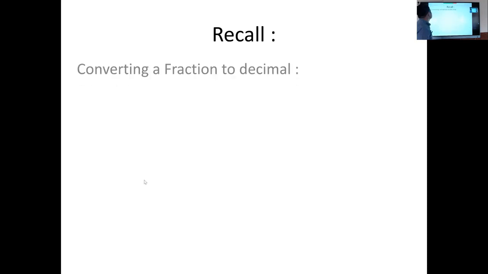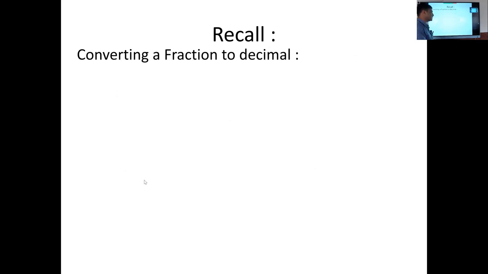So first of all, we'll take a recall, converting a fraction into decimal. We have seen how to convert a fraction into decimal. For example, there is a fraction 12 by 10. Now you know how many zeros are there in the denominator. There is 1 zero in the denominator. So where will be the decimal point? The decimal point will be after 1 digit from the right. So it will be 1.2.